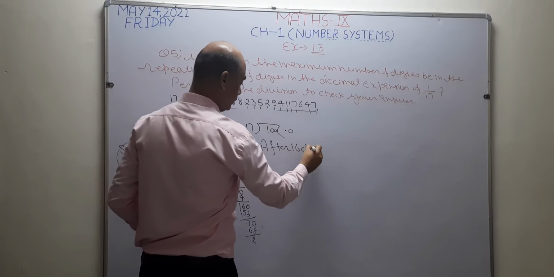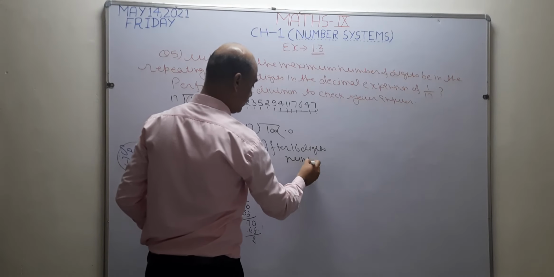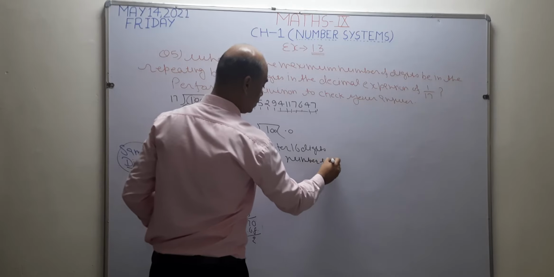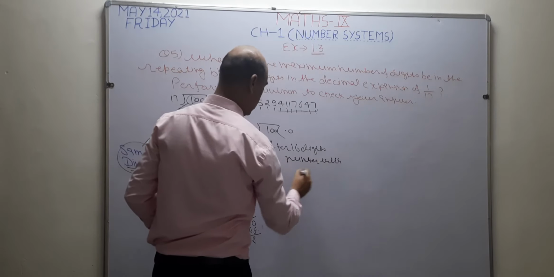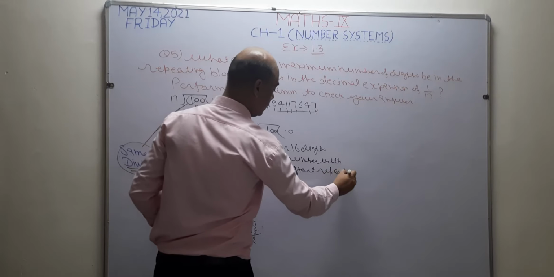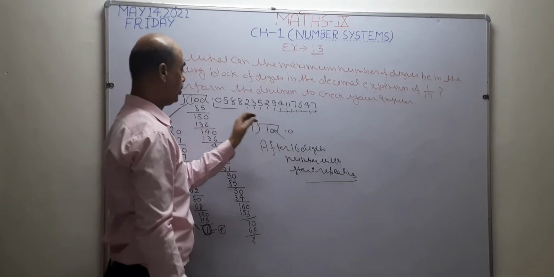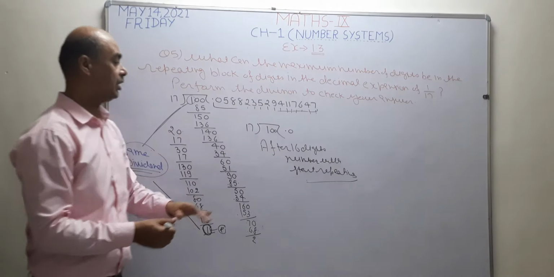16 digits the numbers will start repeating. After 16 digits, the numbers are going to start repeating. This is the answer.